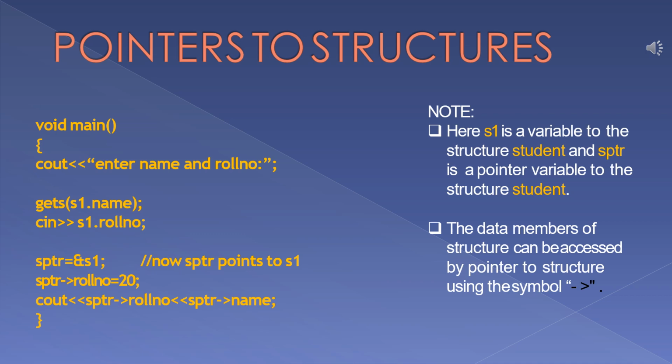Now using SPTR, how will you access the name and roll number? We can access the name and roll number using the arrow operator. It is also called the member access operator. SPTR arrow roll number equal to 20. So whatever we have entered would be changed to 20. And now when you're printing SPTR of roll number, SPTR of name, you will get the name and roll number as the output. So when accessing the structure details using the normal structure variable, you use the dot operator. When you're using pointers, you use the arrow operator. All the other operations are the same.